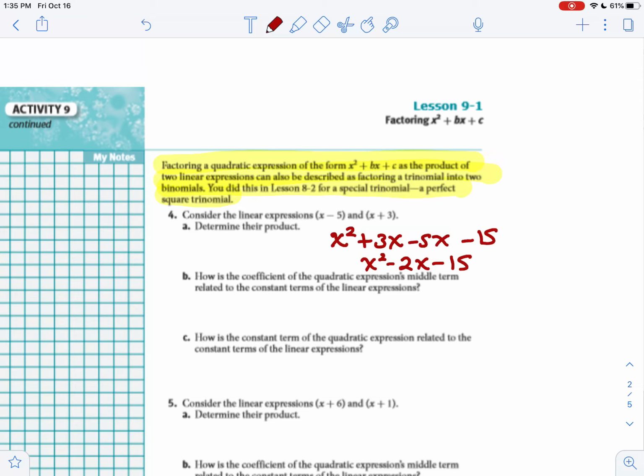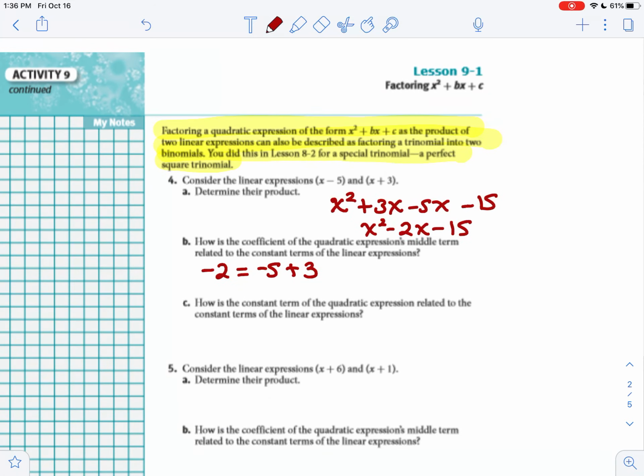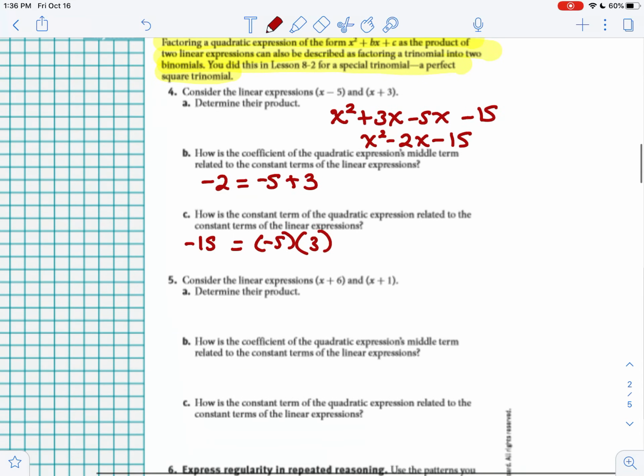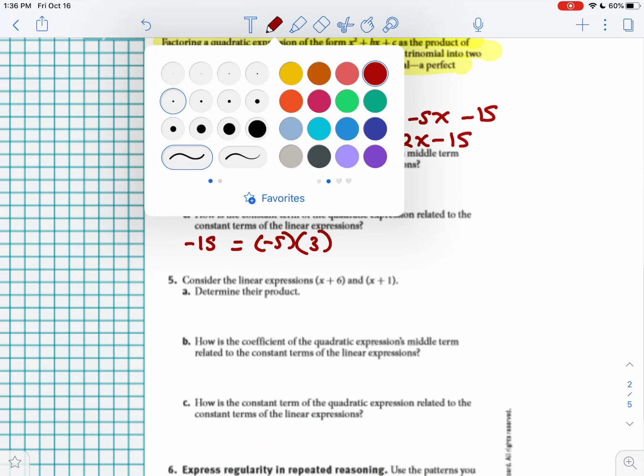Okay, so that is not considered a perfect square trinomial because its factors are not identical. Okay, so the coefficient of the quadratic expression's middle term is related to the constant terms of the linear expression. So that negative 2 is equal to negative 5 plus 3. So it's the sum of the constant terms. Okay. How is the constant term of the quadratic expression related to the constant terms of the linear expression? Well, the constant term of the quadratic expression is negative 15, and it is equal to the product of the constant terms, that negative 5 times 3.